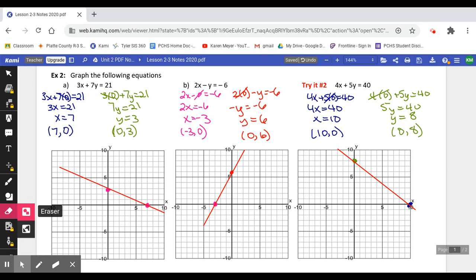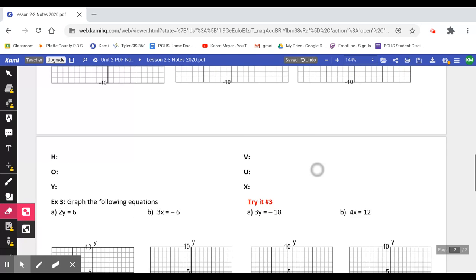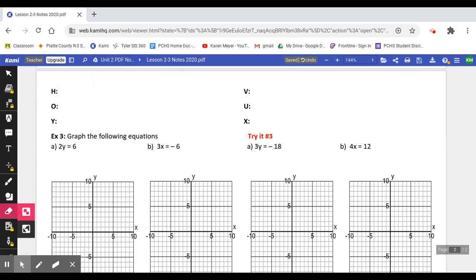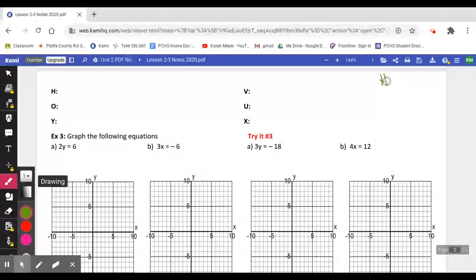We're now going to talk about some special kinds of lines. Not every single line is always going to be a diagonal line. You're going to have some lines that go left and right only, and you'll have other lines that go up and down only. Okay, so we have a little saying here that helps us. It is called HOY VUX. So let's talk about what each letter stands for in HOY VUX.